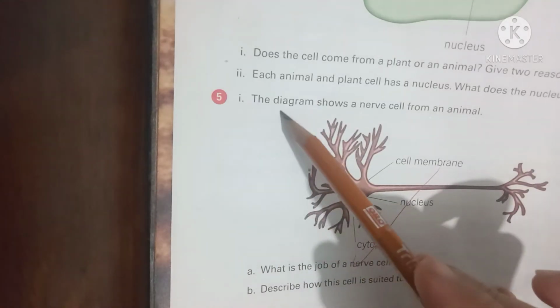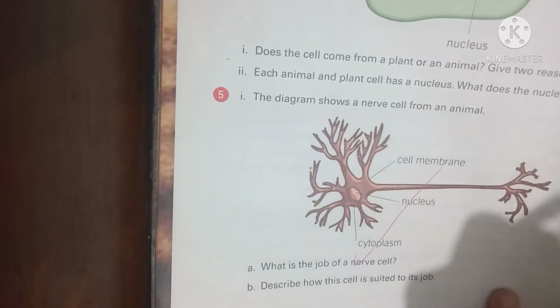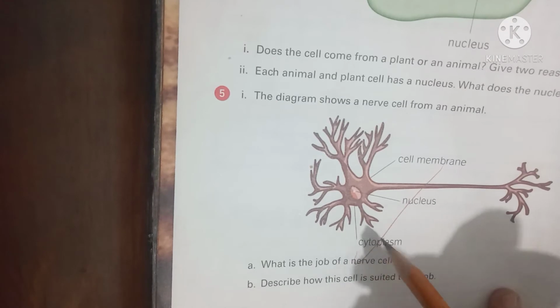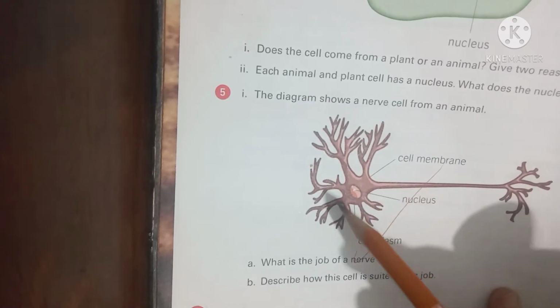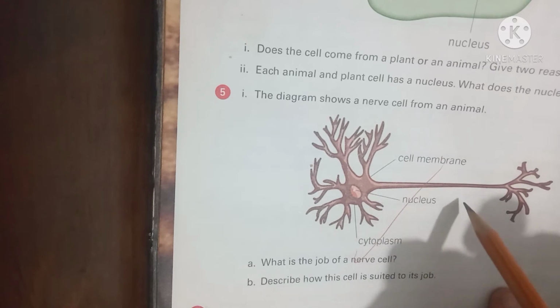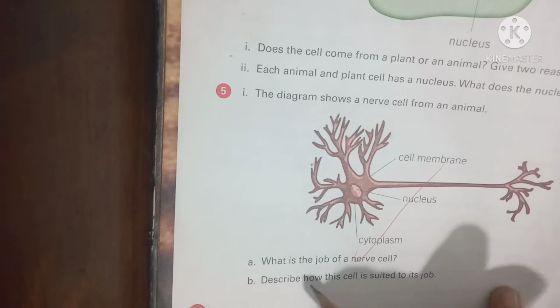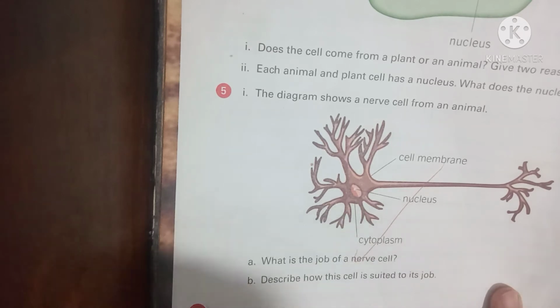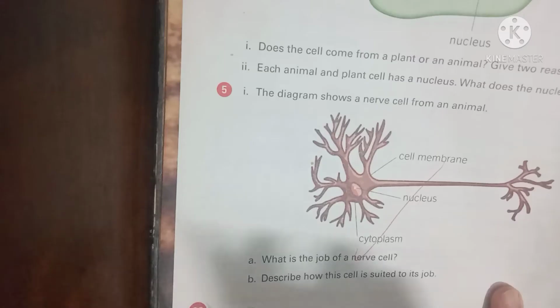Question number 5. The diagram shows a nerve cell from an animal. It is a nerve cell that is taken from the animal. Cell membrane, nucleus and cytoplasm are labeled on the diagram. The question they are going to ask is: what is the job of a nerve cell? The answer is nerve cells have long thin fibers which carry messages from one part of the body to another.